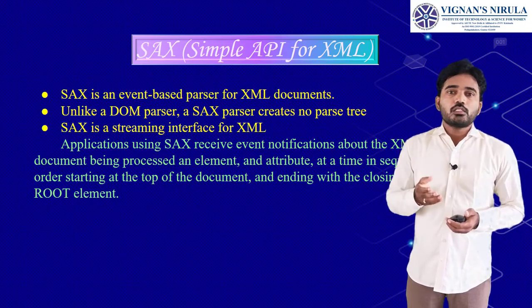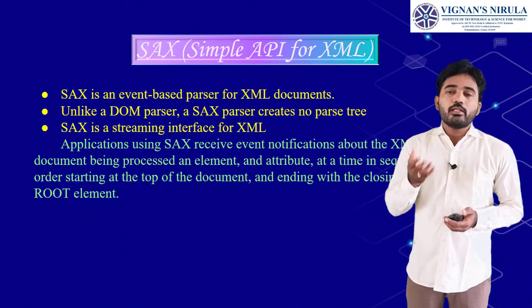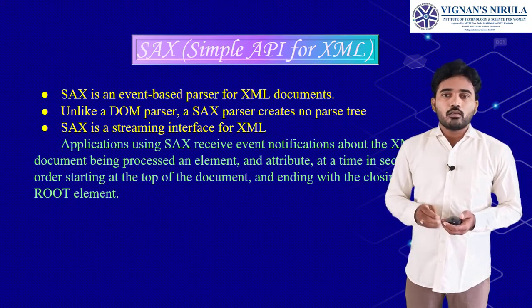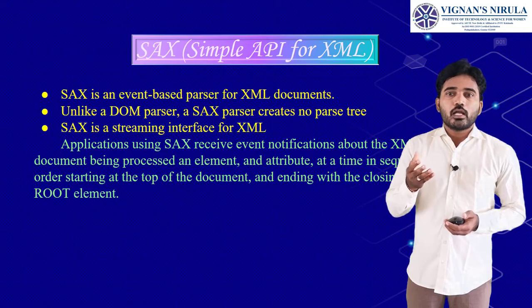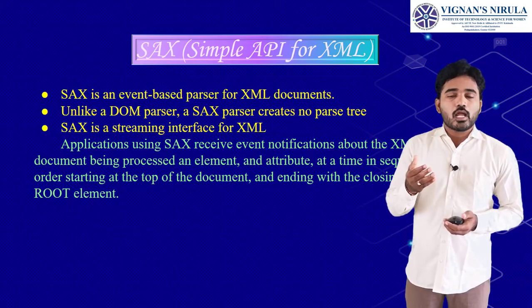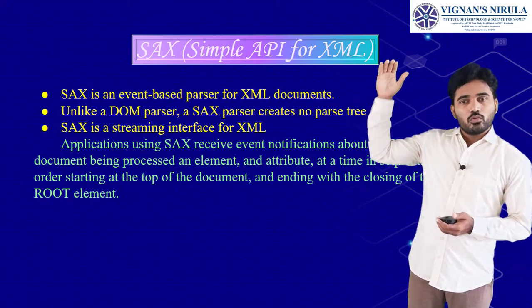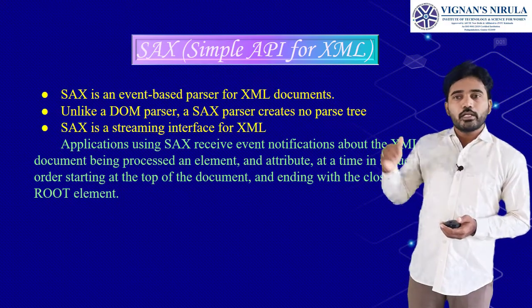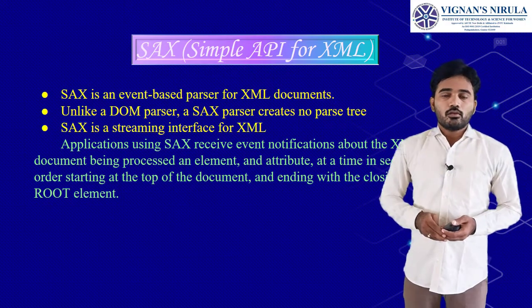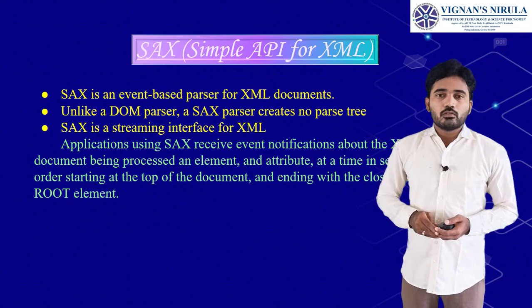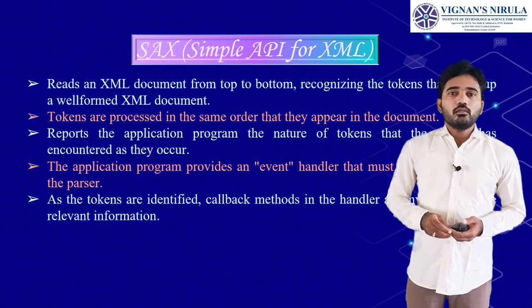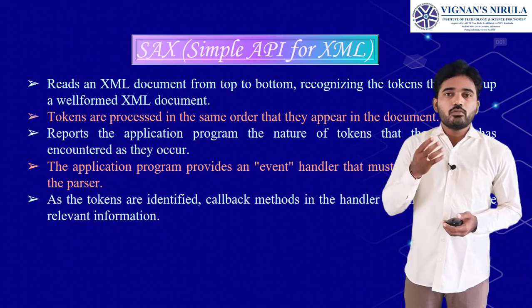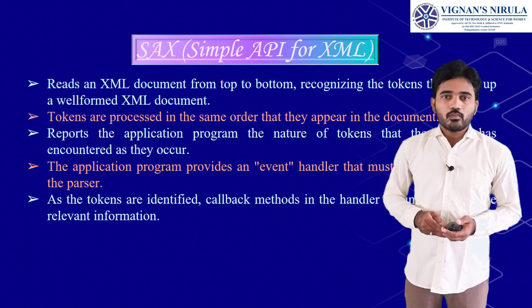So the applications using SAX receive event notifications about the XML document being processed, either an element or an attribute, one at a time in sequential order, starting from the top of the document and ending with the closing of the root element. Understood?